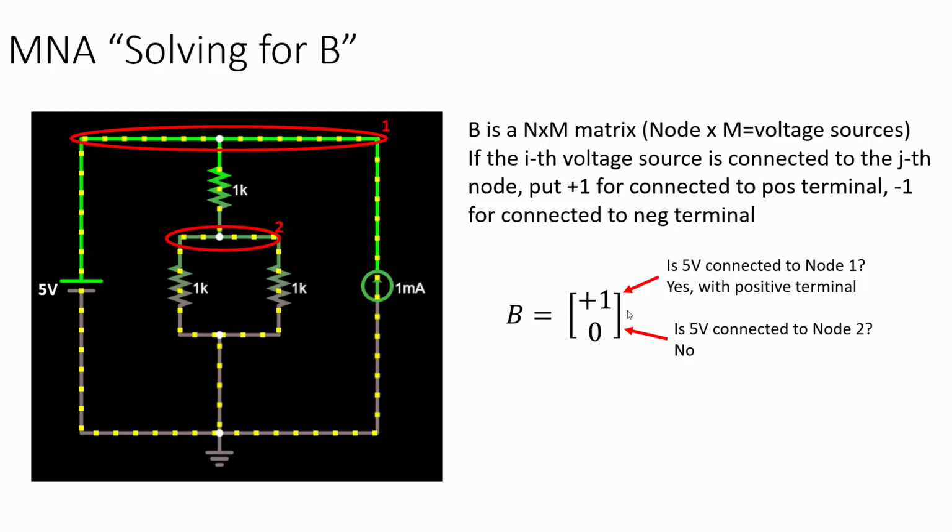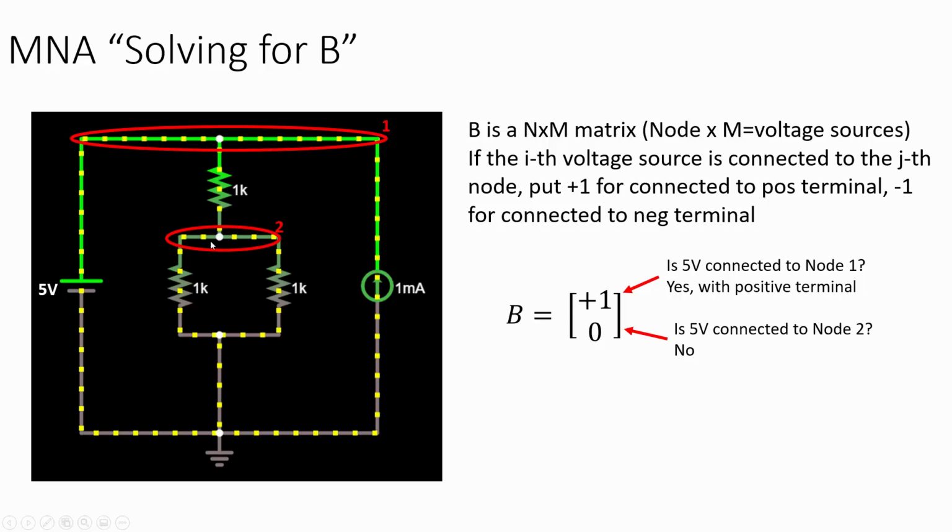So the ith element is going to be what voltage source you're looking for. So for the first element, we go to the first node and we look for the first voltage source. So we go here, we look for the first voltage source. Oh, it's connected. If we are at the positive terminal of the battery, then you put a +1. If you're at the negative terminal, you put a -1.